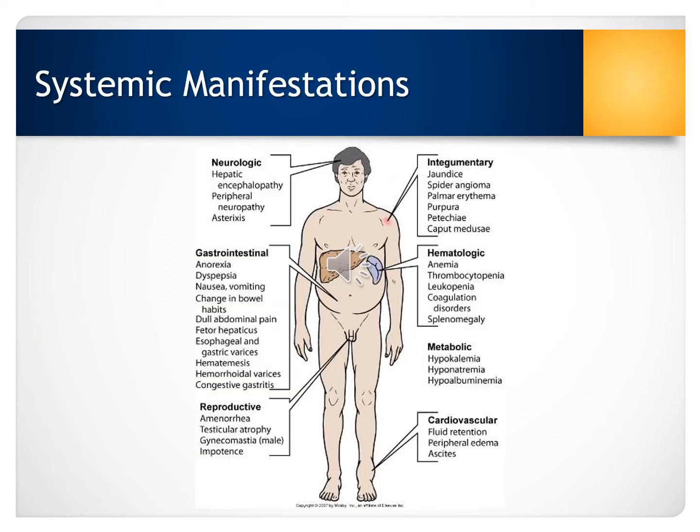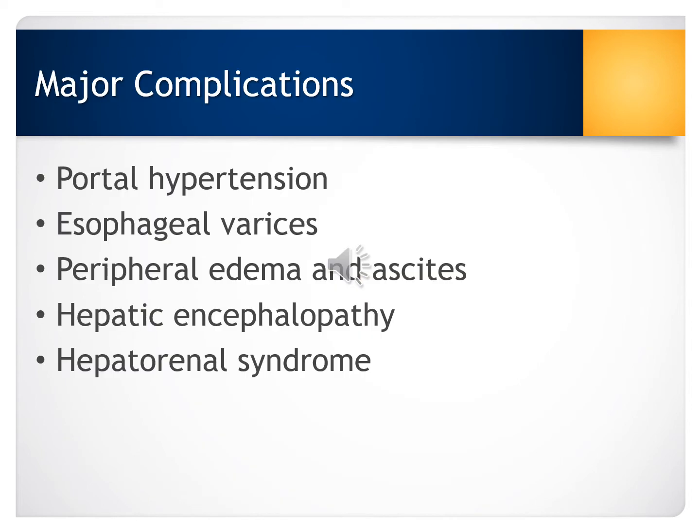You can see here that when the liver fails, there can be systemic manifestations. You may see neurological, GI, reproductive, skin, hematological, metabolic, and cardiovascular side effects or symptoms throughout. The major complications of cirrhosis are portal hypertension, with resultant esophageal and gastric varices, peripheral edema and ascites, hepatic encephalopathy or coma, and hepatorenal syndrome.